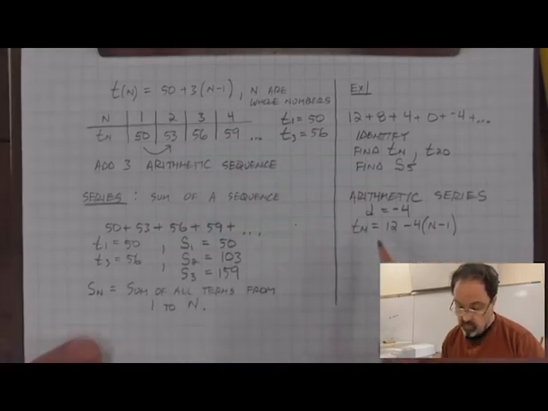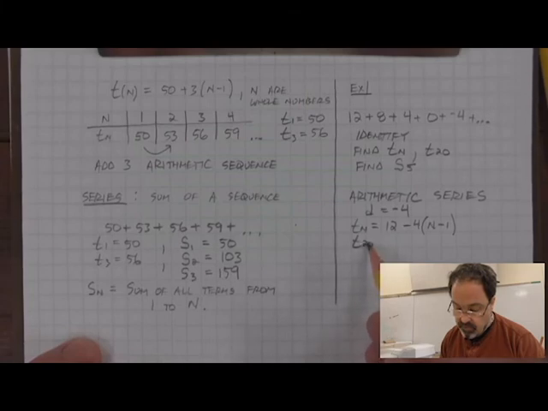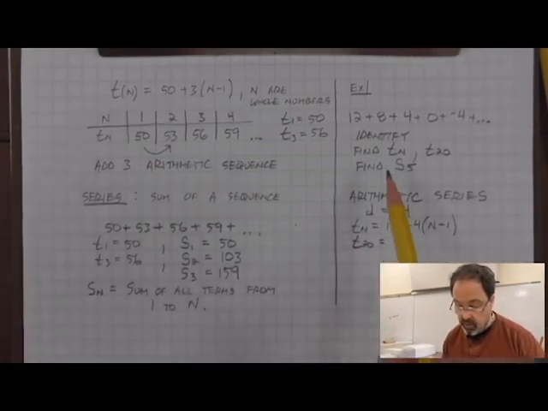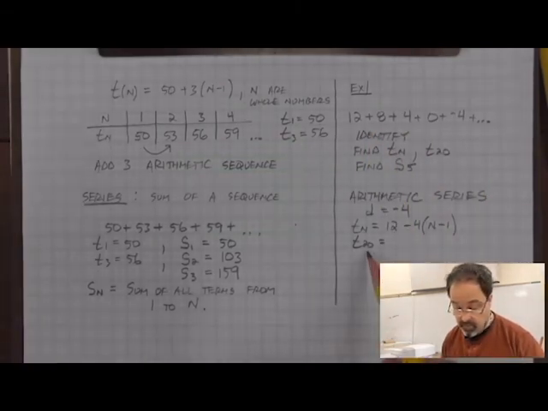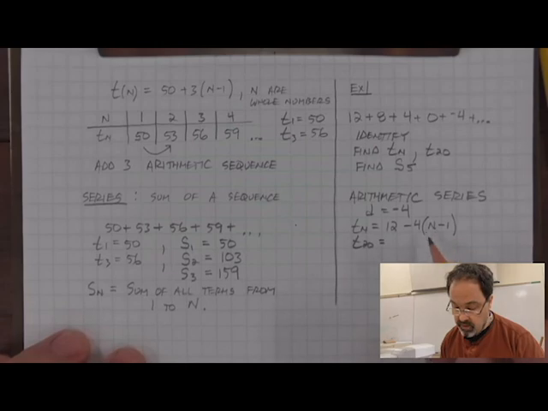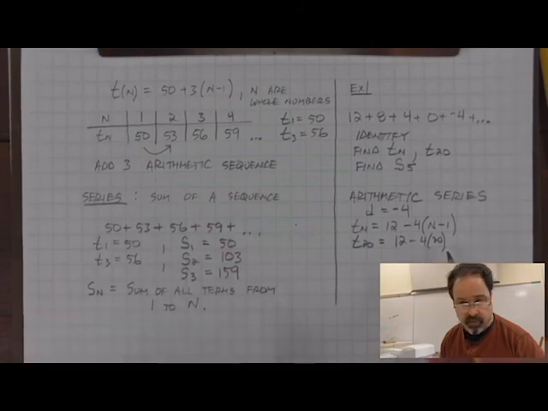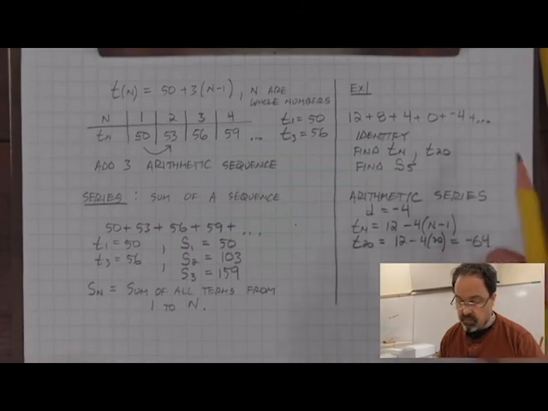So with this rule or equation, I can use it to find T sub 20, which would be the value of the series, but just the term at position 20. In this case, we have an n value of 20, or 12 minus 4 times 20. 4 times 20 is 80. 12 minus 80 is a -64, which is reasonable.